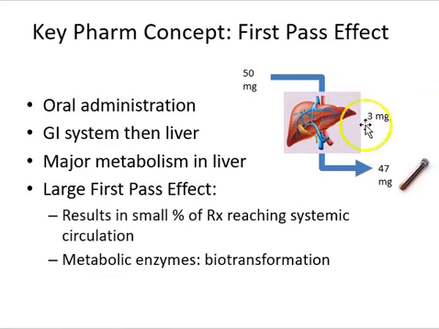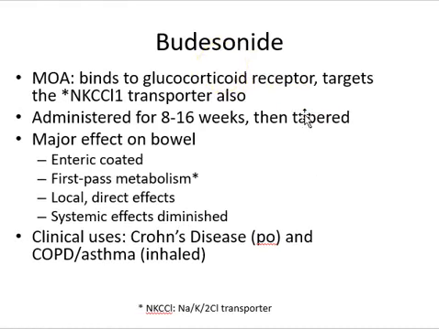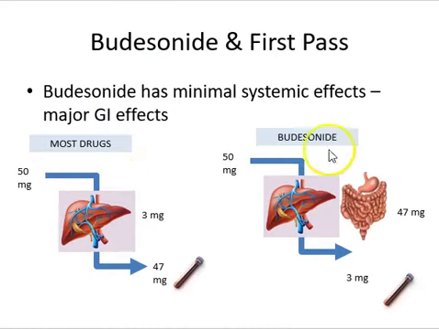So this loss of compound in terms of molecular volume is deemed the first pass effect. And for most drugs, we're looking at a relatively small reduction of the administered dose reaching the systemic circulation. Again, it gets to the biotransformation component. Now, with budesonide, we said this has a large first pass metabolism. So what does that mean? Well, this is the opposite.